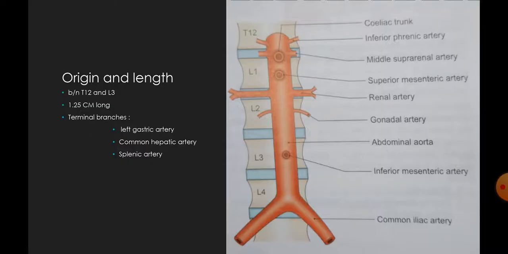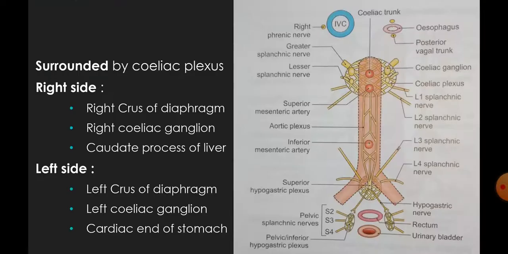Coming to its origin and length. The celiac trunk arises from the front of the abdominal aorta, just below the aortic opening of the diaphragm, at the level of vertebral disc between the 12th thoracic and the first lumbar vertebrae. It is about 1.25 cm long. It ends by dividing into three terminal branches, namely the left gastric artery, the common hepatic artery, and the splenic artery.